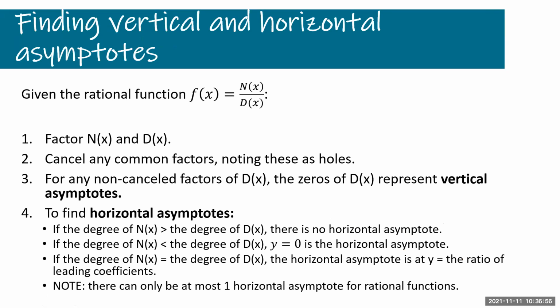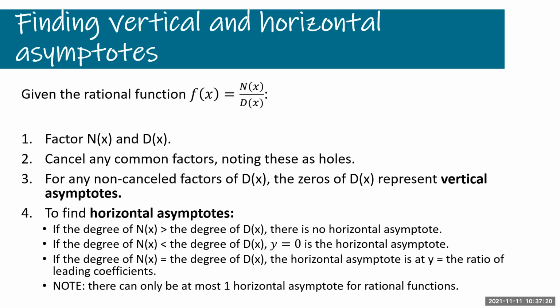So, if you want to find vertical and horizontal asymptotes, there are just some rules that you need to follow. The first thing you need to do is just what we did to find the holes. Factor your numerator and factor your denominator. If there are any common factors, those are holes. They're not asymptotes. So mark them out and note them as a hole in the graph and set them aside.